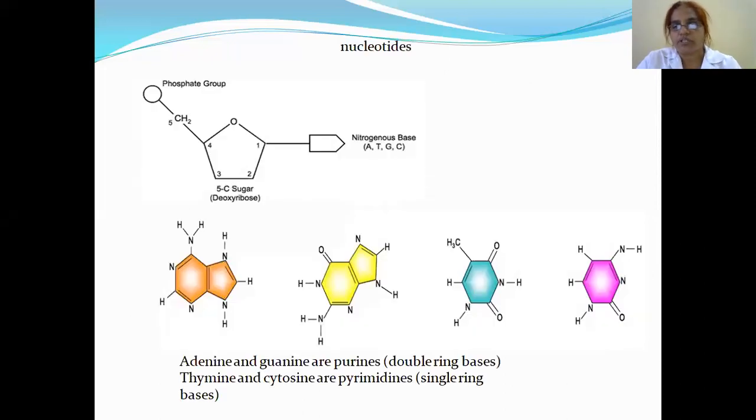See here, what are the nucleotides? Nucleotide means three molecules: base, sugar and phosphate. Which type of base is present? That is nitrogen containing bases. Which type of sugar is present? Ribose sugar, that is a pentose sugar, a 5 carbon sugar.